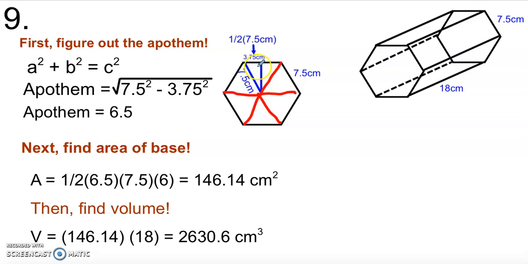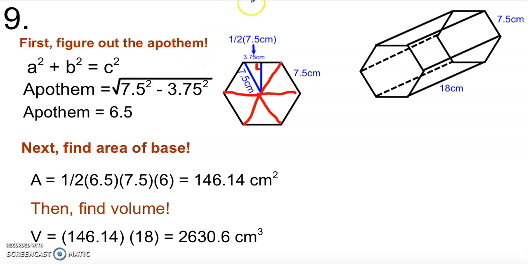So what I'm going to do is make a right triangle here, and I'm going to use the Pythagorean theorem. I'm going to take this side length here, which is going to be half of 7.5 centimeters, which is 3.75 centimeters. So this side squared plus this side squared is going to equal this side squared here, okay? So a squared can be 3.75 squared, b squared can be my apothem, and then c squared is going to be the radius, which is 7.5 centimeters. So when I work that out, I get 6.5 for the apothem.